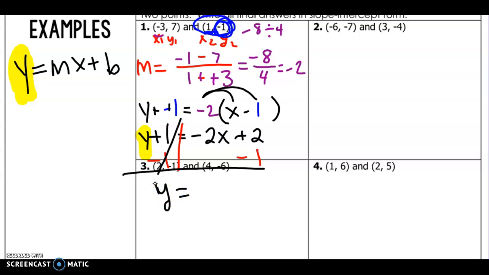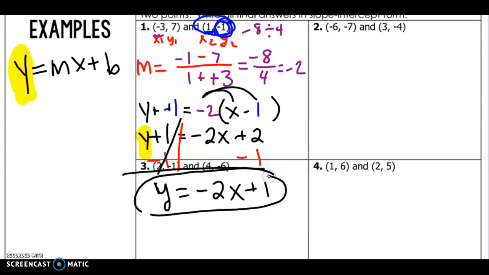Nothing happens with the negative 2x because the negative 1 over here doesn't have an x, so you can't combine those. You just bring down the negative 2x. And then 2 minus 1 is just 1. So this would be your answer for that one. I'll go through and do number 2 with you as well, so you have more examples to go off of.